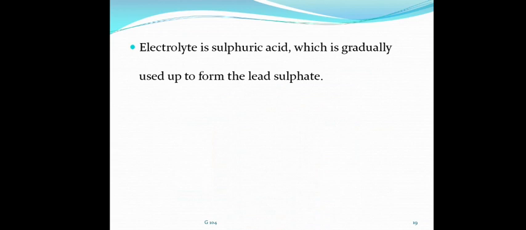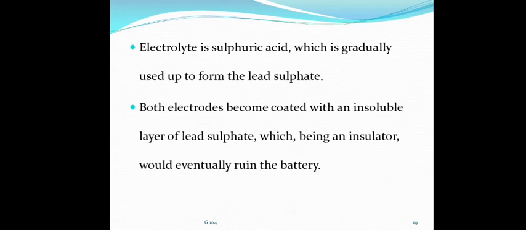So what is the electrolyte? The electrolyte is sulfuric acid, which is gradually used up to form lead sulfate. Both electrodes become coated with an insoluble layer of lead sulfate, which, being an insulator, would eventually ruin the battery. If you continue this reaction, the Pb as well as PbO2 turn into lead sulfate, which forms a layer on both electrodes, and being an insulator, it will damage the battery.